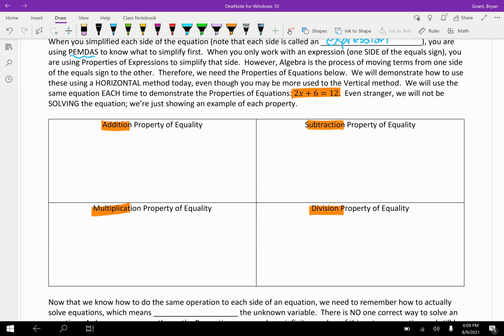And here's how it's going to work. 2x plus 6 equals 12. We're doing the addition property of equality. Now, to use the horizontal method, we always want to give some extra space at the end of the first expression and the equal sign. So I'm giving some extra space, even a little bit more than that, and then 12. So there's extra space on the right here, and there's extra space on the right here.